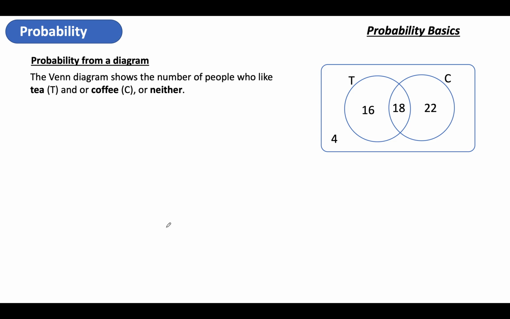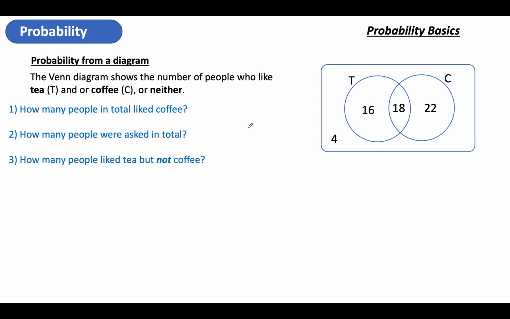Right, probability from a Venn diagram. We are kind of getting there now. Let's have a look at this. We've got a Venn diagram, and this is showing the number of people who like tea, coffee, or neither. You should know the basics of a Venn diagram. This circle represents people that like tea. This circle is people that like coffee, and outside of there, obviously they don't like either. And the ones in the overlap like both tea and coffee.